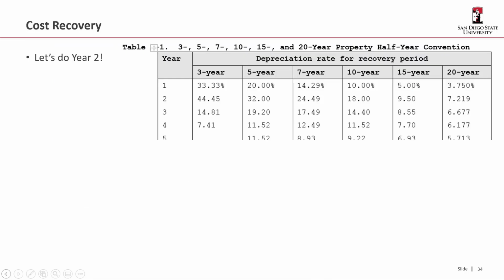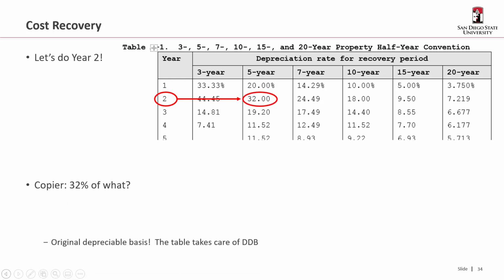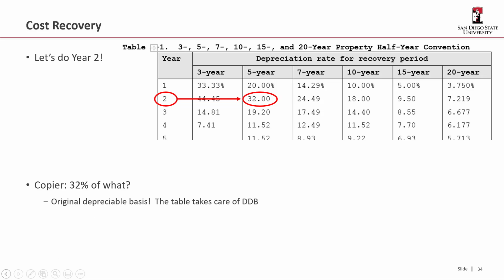All right, so let's do year 2 because we just need to be explicit and make sure you understand how we would do the second year's depreciation. So now we're in 2023. And if we were to do the copier, for example, we take a second year factor of 32%. And just so we know, we always calculate that factor against the original cost. So even though this is declining balance depreciation, the tables are constructed to do the declining balance. So you always calculate it against its original cost, which in this case was $1,500. And you would do the same thing with the computer.